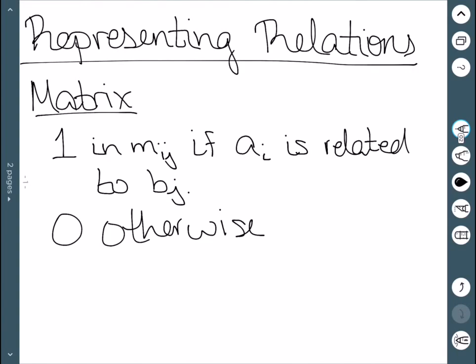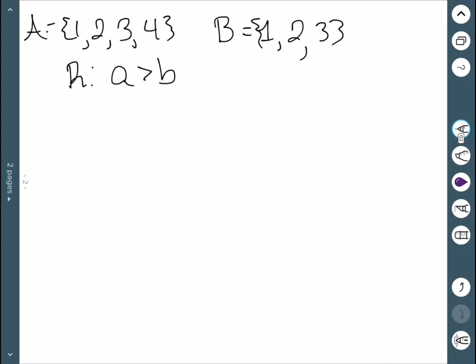When thinking of our table, we put in x's if two values were related. Instead of an x, we'll use a 1, and instead of a blank space, we'll actually write a 0. We'll consider this relation on 1, 2, 3, 4, and 1, 2, 3, where the relation is defined as a greater than b. So we need a matrix.